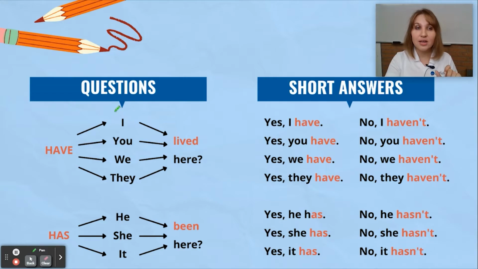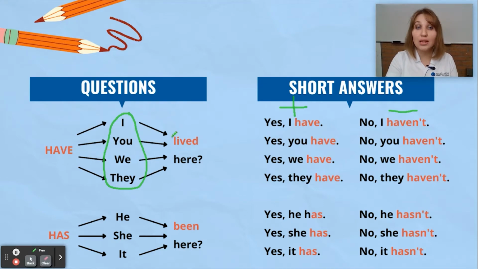And this slide talks about how we answer the questions in a short form. Again, it depends on what kind of pronoun you're using. I, you, we, and they always go with have. Have I lived here? And the answer could be either positive, I'll put plus here, or negative. So again, have I lived here? Yes, I have. No, I haven't.